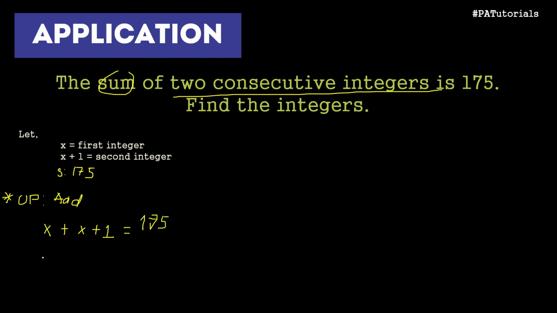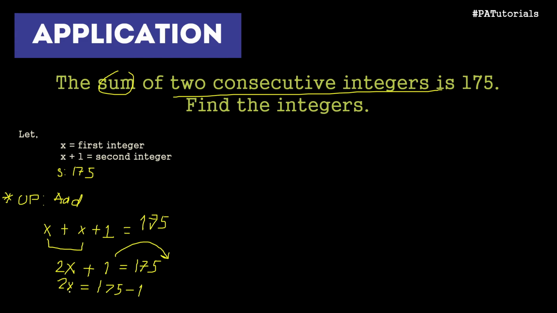Now, after that, magpa-perform tayo ng algebra, so we need to combine like terms. So, that is equal to 2x plus 1 is equal to 175. So, again, 2x is equal to 175 minus 1, kasi nga ito ay transpose natin sa kabilang side. So, huwag kayo malilito doon. Kailangan pag nagtra-transpose tayo, nililipat din natin yung sign.